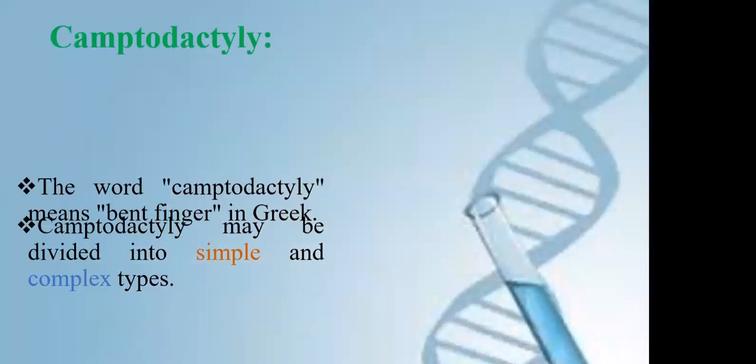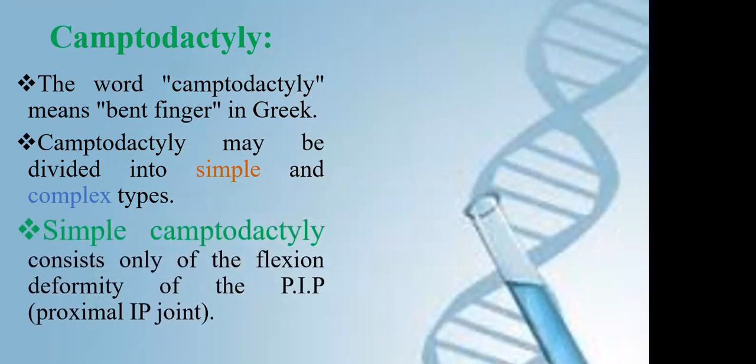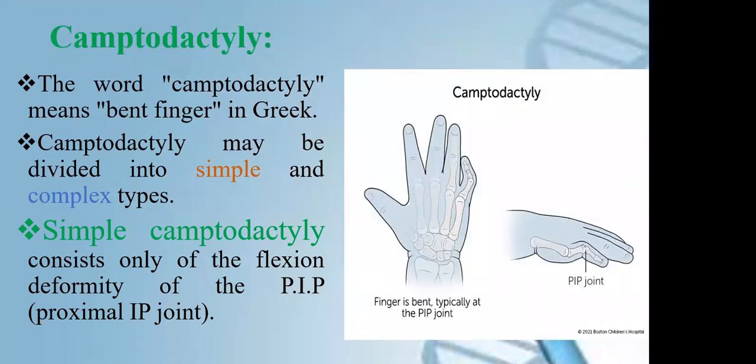So what is camptodactyly? It means bent finger in Greek. Camptodactyly means a finger that has some change in the joint, some angular change in the joint. And in which location will it be changed? Simple camptodactyly consists only of flexion deformity of the PIP, the proximal interphalangeal joint. In the picture we can see the fingers are bent, and the joints are stepped.